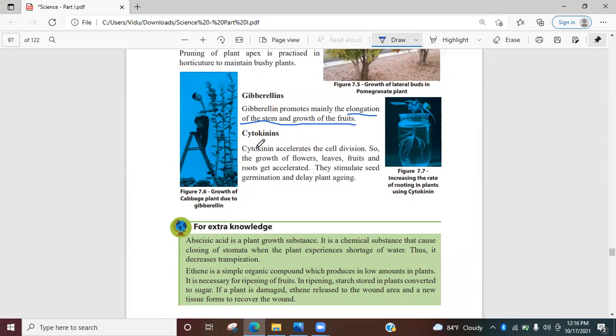Next one is cytokinins. Cytokinins accelerate cell division. So the growth of flowers, leaves, fruits, and roots gets accelerated. They stimulate seed germination and delay plant aging.